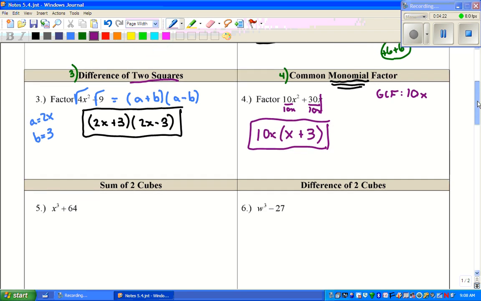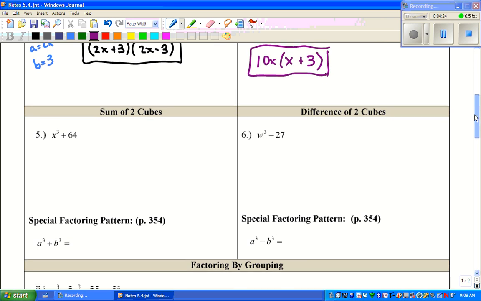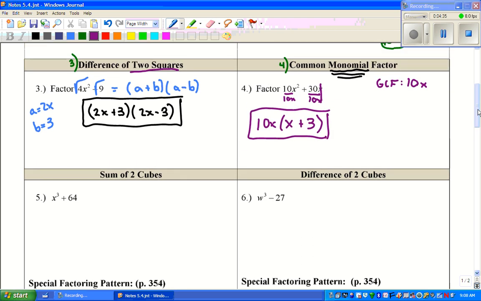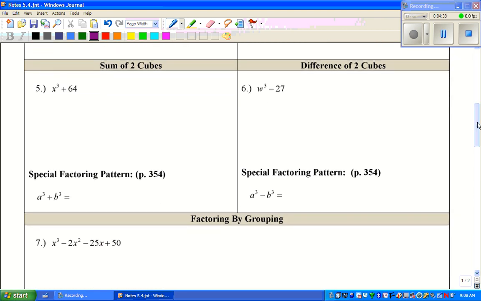Now, the sum of two cubes is different than the sum of two binomials. It's different than the difference of two squares. And there's a pattern that goes with it, okay? And the pattern that goes with this one is you take and you break it up, and when you break it up, it's going to look like this, okay?